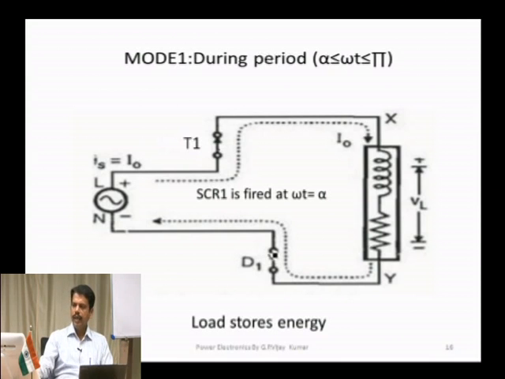See the direction of current: I naught, and I naught is equal to Is. Is is positive here, current is I naught. And here the load stores the energy. So, now the supply voltage is connected to the load RL, and the inductor stores the energy in this mode 1.